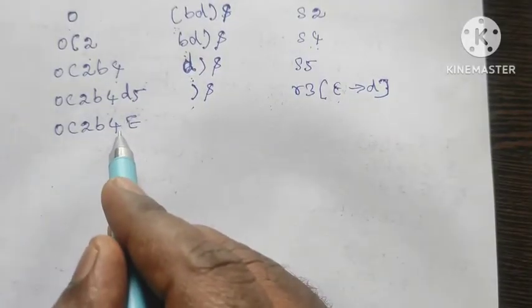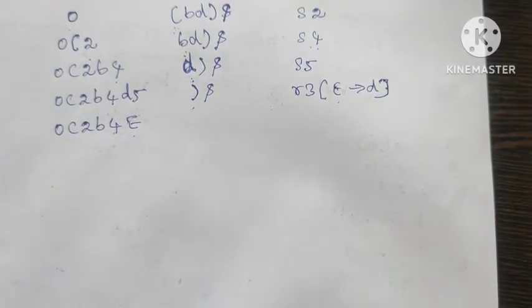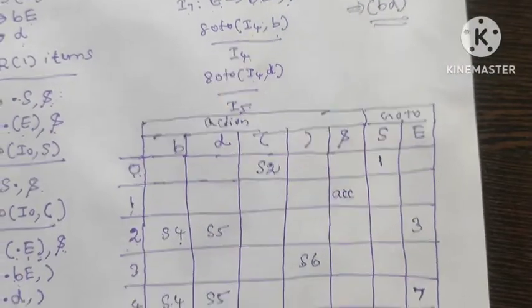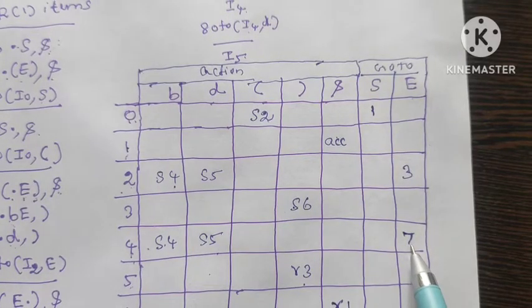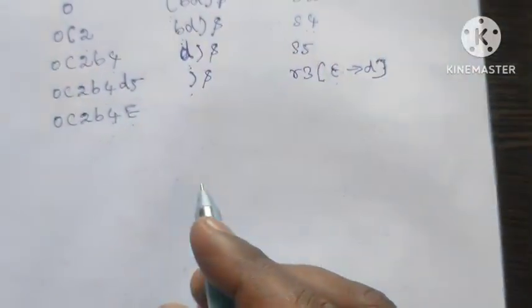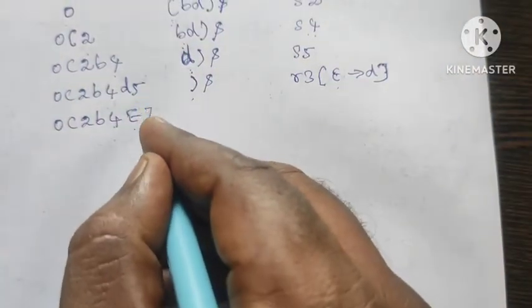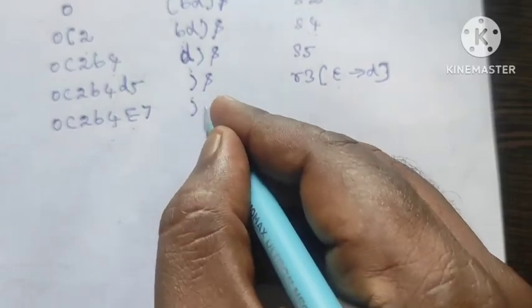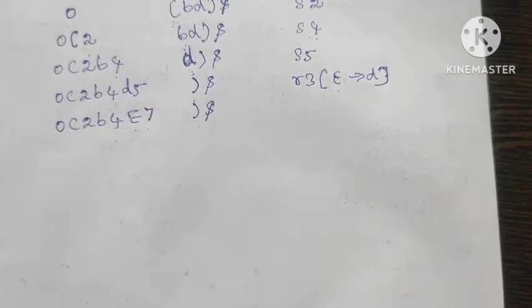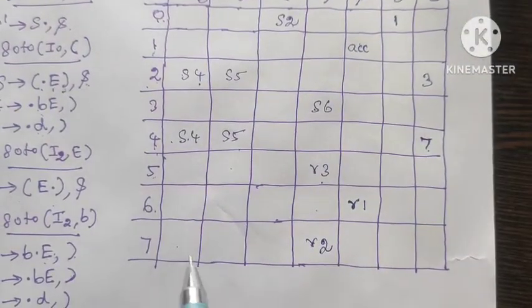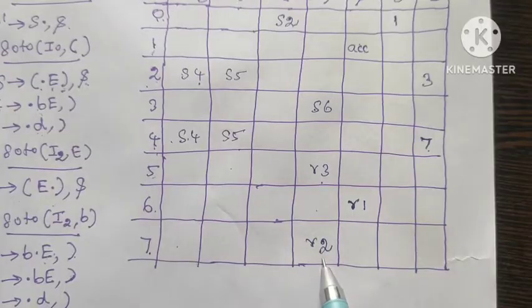Now in the left side you have 4 and right side you have E. See the table. 4 and E produces 7. So push that element also inside the stack. Okay, now close brackets, dollar. Now left side you have 7, right side you have close brackets. See the parsing table. 7 and close brackets, it is R2.